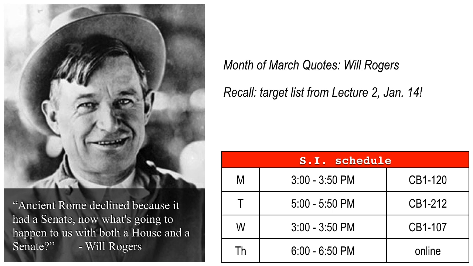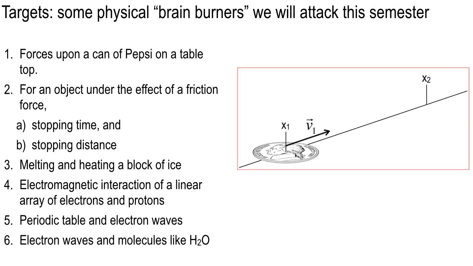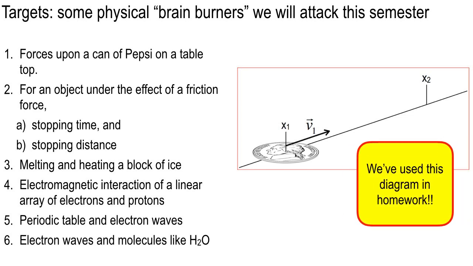Now I want to make a mention of the target list from Lecture 2. We went over some of the brain burners that we were going to encounter. We've already encountered a few of them. This is the one we've been talking about in detail lately, and we've even used this diagram on homework. We're in the middle of it. We're in the thick of it. We've got a bunch of brain burners ahead of us, so we have to work hard for the next month or so. That's all right. There's no law against hard work, and we'll be doing it.